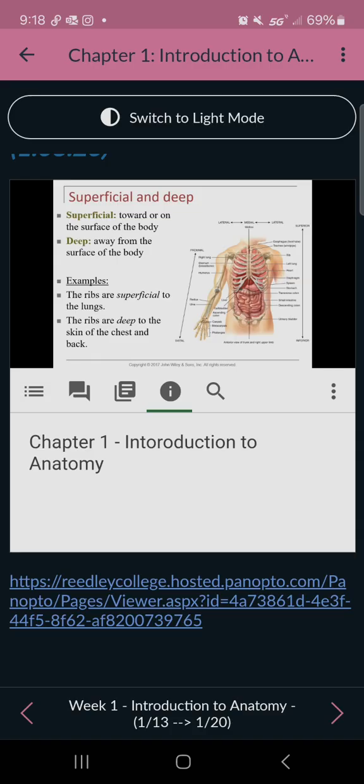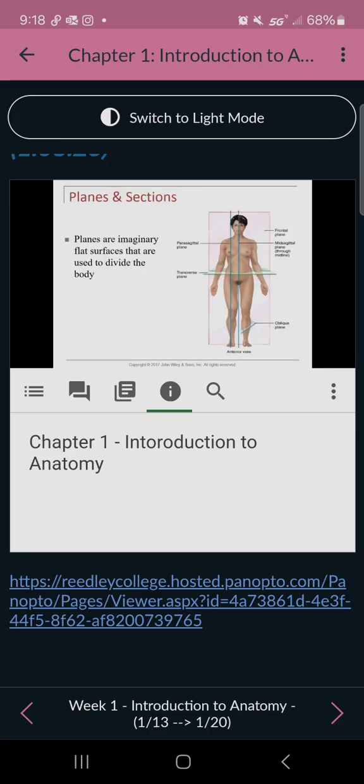So let's do some examples. For example, the ribs. Here we have the ribs, and they are superficial to the lungs. This is the left lung, this is the right lung, and as you can see, the lungs are inside the ribs. They're protected by the ribs. It means that the ribs are superficial and the lungs are deep to the ribs. So the ribs are deep to the skin of the chest and the back, and the ribs are superficial to the lungs.